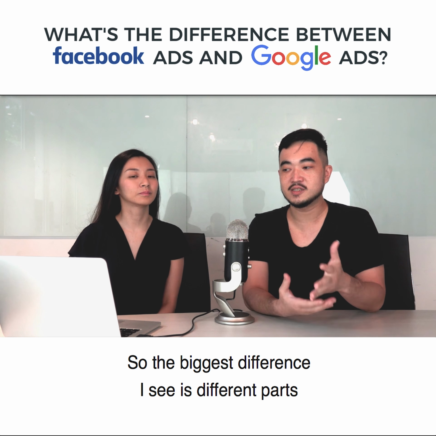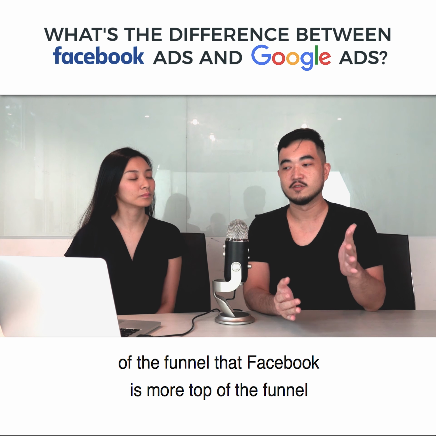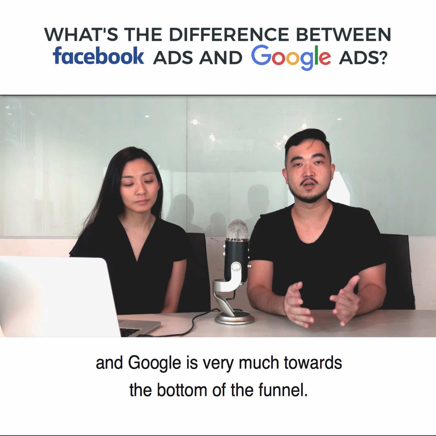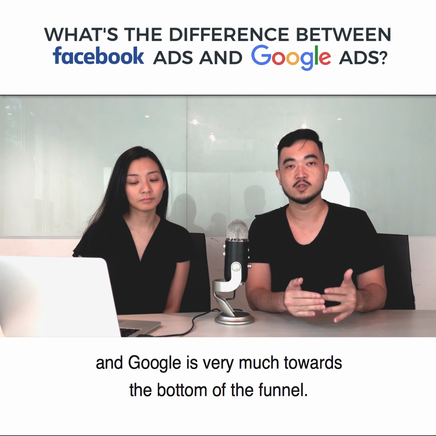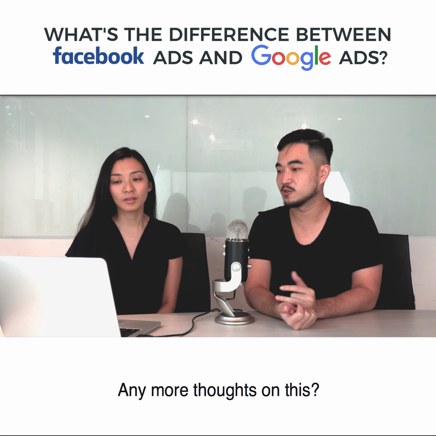When you're searching for a keyword, you basically are making a comparison or wanting to buy. So the biggest difference I see is different parts of the funnel: Facebook is more top of the funnel and Google is very much towards the bottom of the funnel. People are ready to buy or people are doing research. Any more thoughts on this?